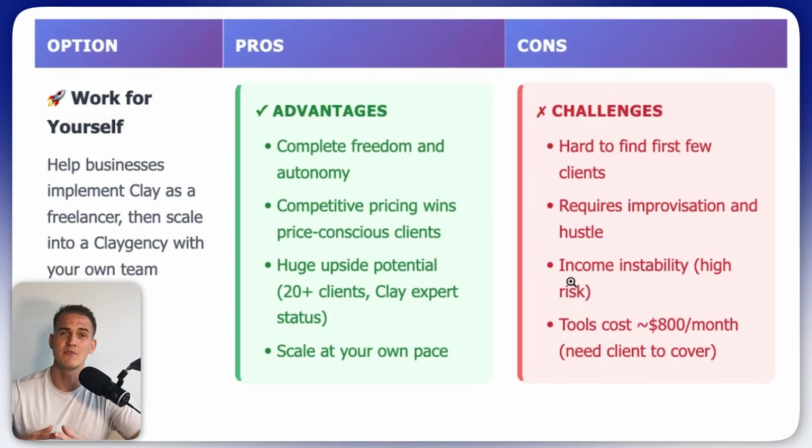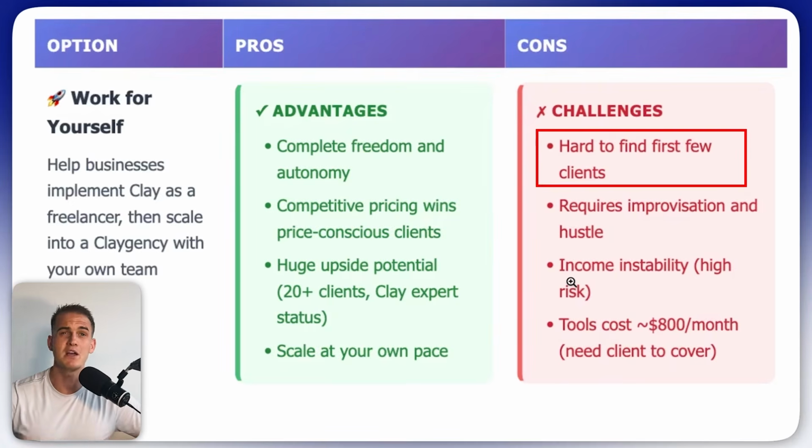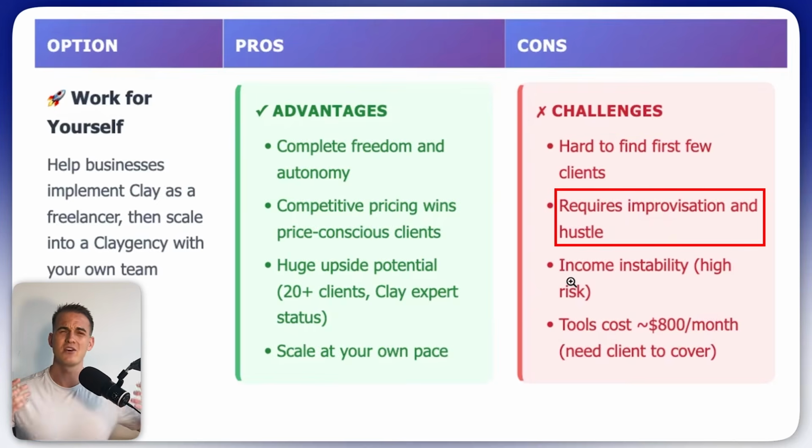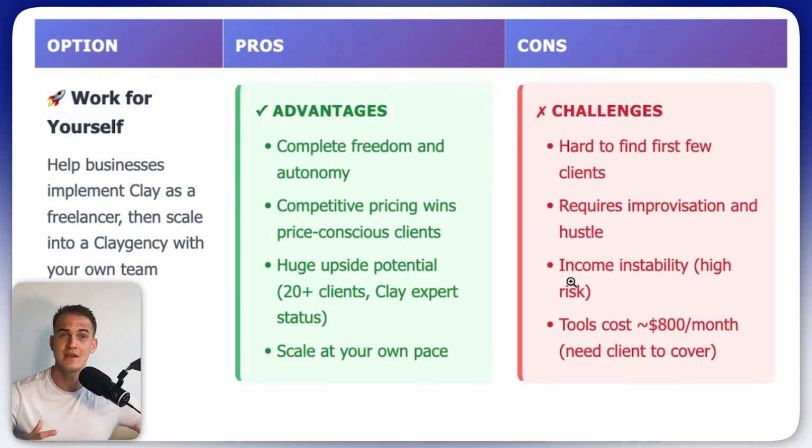However, of course, some of the challenges will be that it's very hard to acquire your first 2 or 3 clients when you have very little social proof. It does require a lot of improvisation, and every single Clay agency owner will tell you this, because Clay is new, AI is new. A lot of the time, we have no idea what the hell we're doing, but we need to improvise and we need to make sure that we're on top of things.